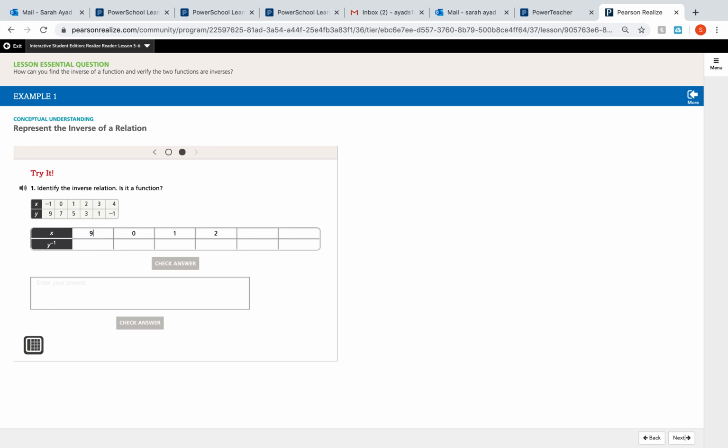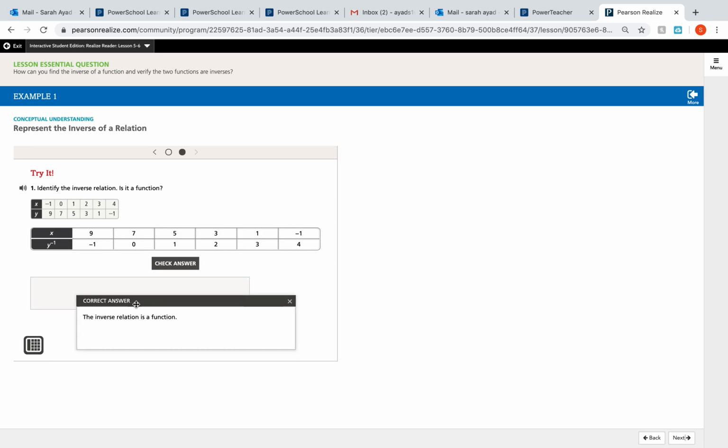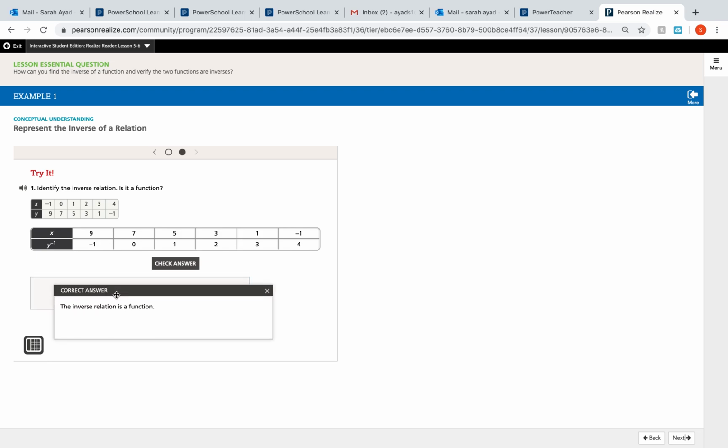Here we go. Okay, 9, 7, 5, 3, 1, and -1. And our y values are now what were previously our x values: -1, 0, 1, 2, 3, and 4. Is this relation a function? Does every input go to exactly one output? Yes. Therefore, the inverse relation is a function.